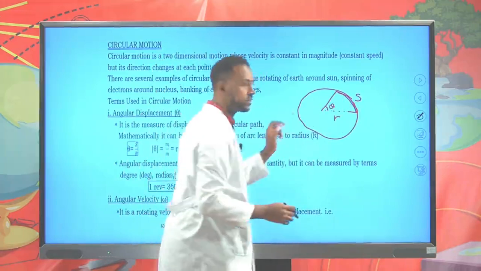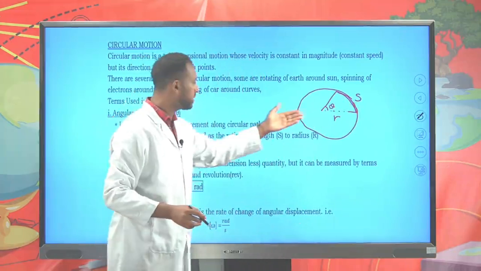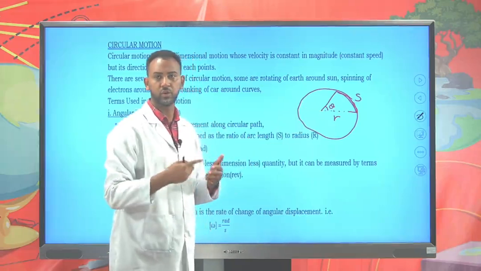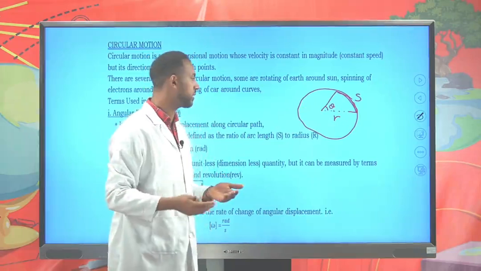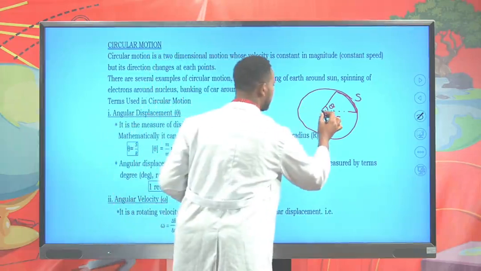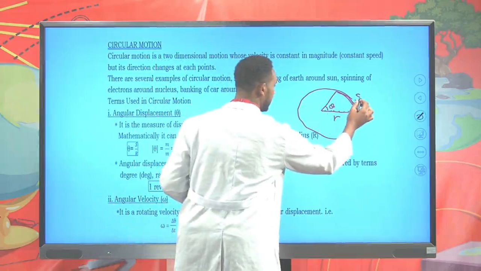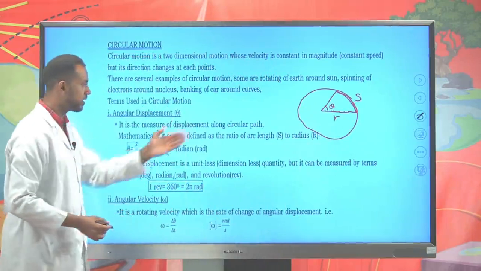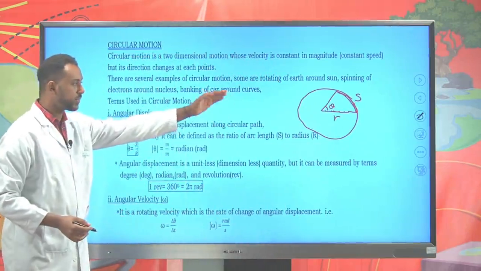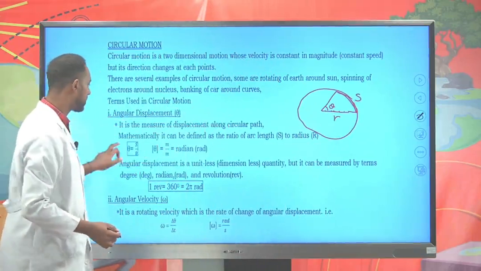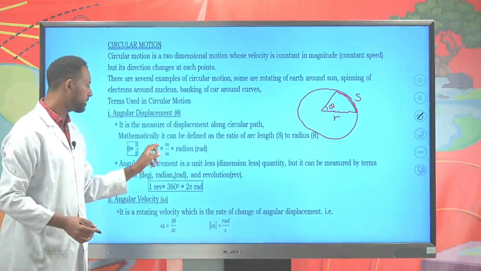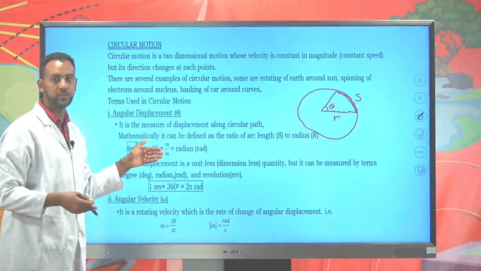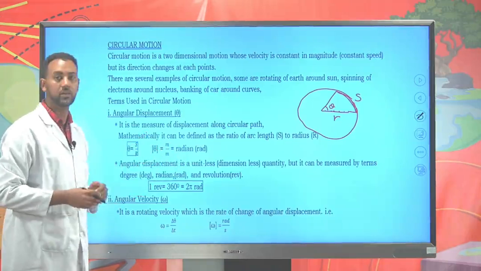So this angle theta is called angular displacement, and this theta can be measured using degrees, or it might be expressed using radians and revolutions. The relation between the angle theta and the linear displacement s is given as theta equals s over r. The arc length, or the linear displacement, over radius r gives us the angular displacement. Its unit is meter over meter, which is dimensionless, but it has a unit known as radian.